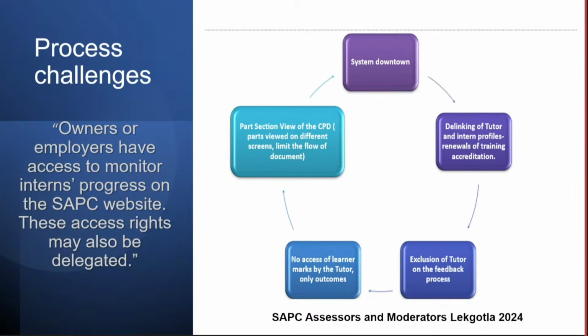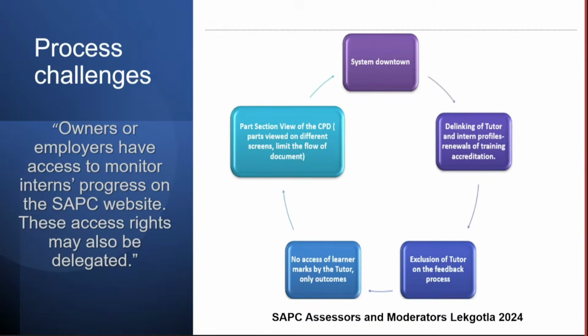Exclusion of the tutor on the feedback process. So again, the feedback is given to the intern, and then the intern is supposed to come back to the tutor and be able to share that feedback so that the tutor knows why that assessment was not yet competent. And a lot of the tutors said that the interns were not coming back with that feedback. So the tutor was in the dark in terms of why was that submission not yet competent and what are the changes that needed to be made. So there needs to be better communication between the tutor and the intern with regard to the feedback that the intern has got with regard to their portfolio of evidence submission.